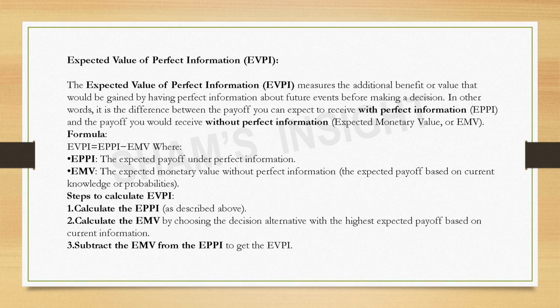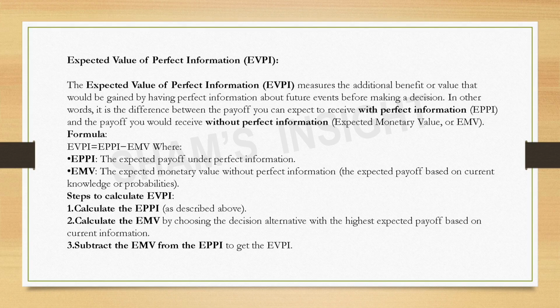So the expected value of perfect information means the additional benefit or the value that would be gained by having perfect information about future events before making a decision. In other words, it is the difference between the payoff you can expect to receive with perfect information and the payoff you would receive without perfect information, that is, the expected monetary value or EMV. So the formula to calculate EVPI is EPPI minus EMV, where EPPI is the expected payoff under perfect information and EMV is the expected monetary value without perfect information.